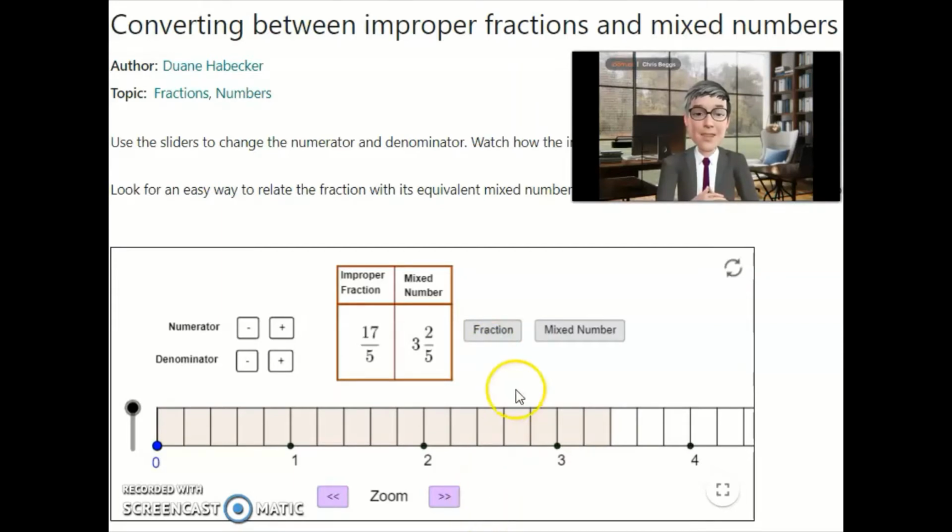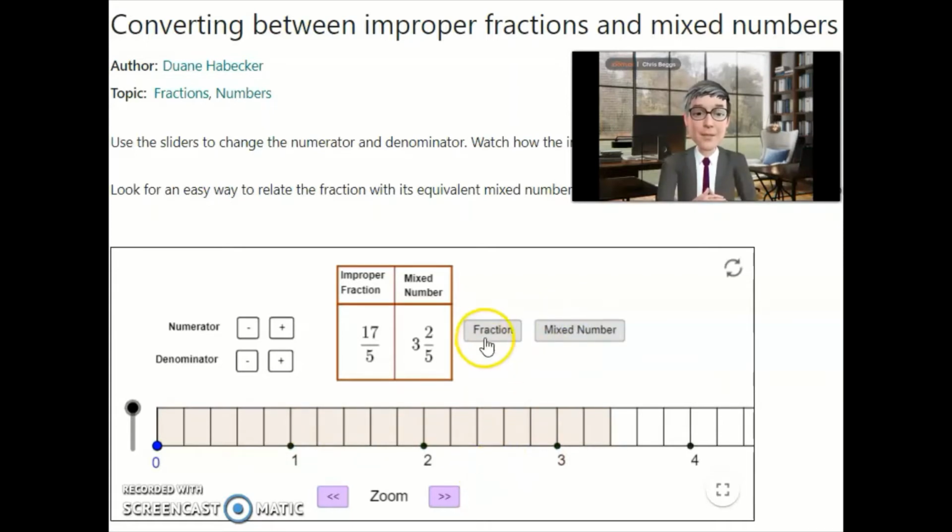fifths. So if somebody asked me to convert 17 fifths into a mixed number, then I would say how many 5s go into 17, and there are 3. 3 5s are 15, and I have 2 left over, so I have 3 wholes and 2 fifths left over.